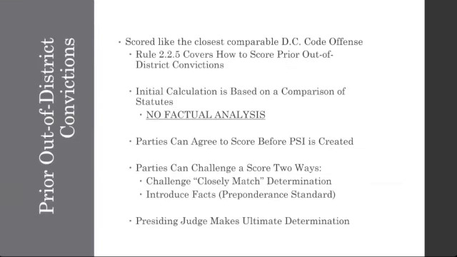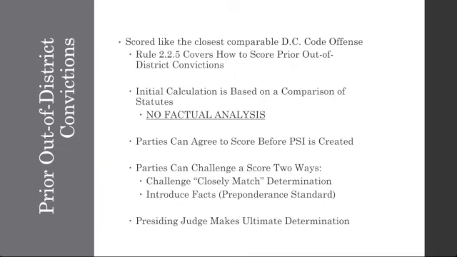Now, one of the trickiest subjects is prior out-of-district convictions. So we'll walk through this, go through some examples, but as always, the commission is available for any questions you have, how things have been scored prior that we're aware of, really walking through this. So this is meant to be helpful, but the commission is always available to answer questions as part of this process. So out-of-district convictions are scored like the closest comparable DC code offense. And this is from Rule 2.2.5, which if you're not familiar with, I really recommend you read because it really walks through at least the initial steps of how the PSR is scored. And then ultimately you're going to be looking at it at the next level once you get into the facts. But at least initially, the initial calculation is actually based without any factual analysis.